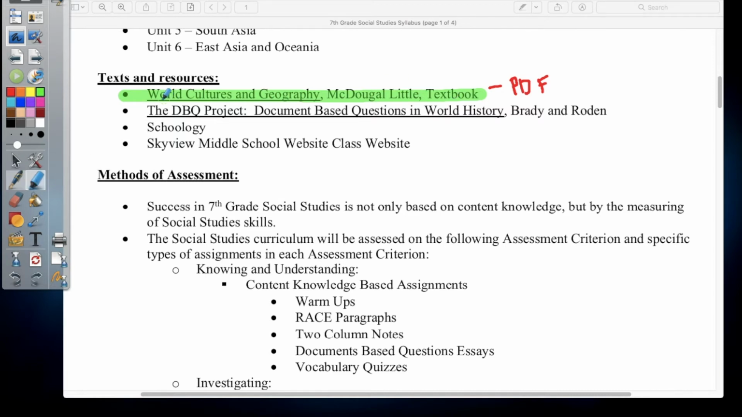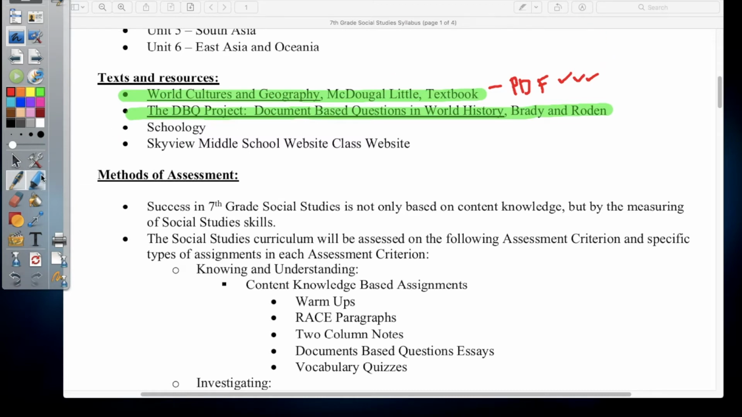Same thing with this second part here where it talks about the DBQ projects, the documents-based questions in world history by Brady and Roden. We also have those in PDFs as well. So any materials that you need for my class, I will provide via portable document format on all of my Schoology lessons and pages.